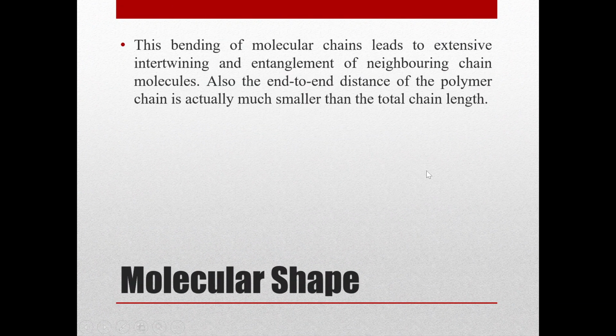So this bending of the molecular chains leads to excessive intertwining and entanglement of neighboring chain molecules. Also, the end-to-end distance of the polymer chain is actually much smaller than the total chain length. So since they are bending, what one can imagine is that because of the entanglement, whatever the polymer chain length may be, the length may be large, but because of the bending, the ends of this molecular chain may lie much closer than expected.